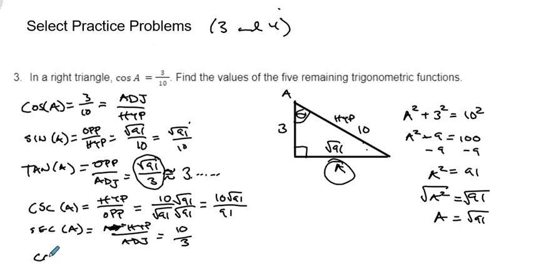And then our cotangent is taking our tangent and flipping it. So you get adjacent over opposite, running out of room here. My adjacent is 3, and my opposite is the square root of 91. We're going to multiply both top and bottom by the square root of 91 to rationalize the denominator. So that gives me 91, and 3 times the square root of 91 right here. So that's how these problems are going to work.